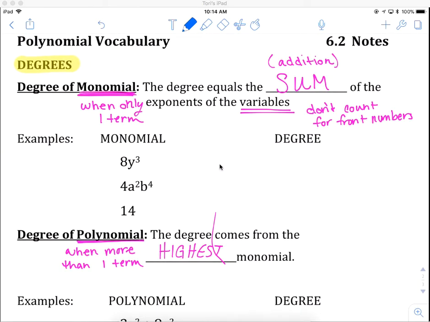All right, so why don't you take just a second and go ahead and write down all of these definitions, and then I will explain what's going on. So write down what you see.